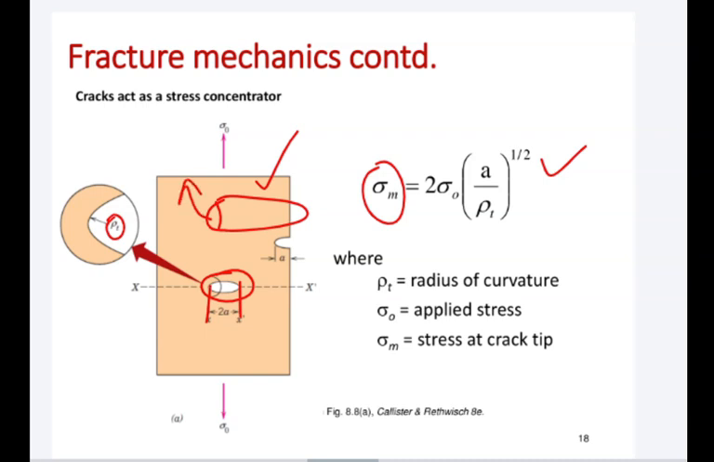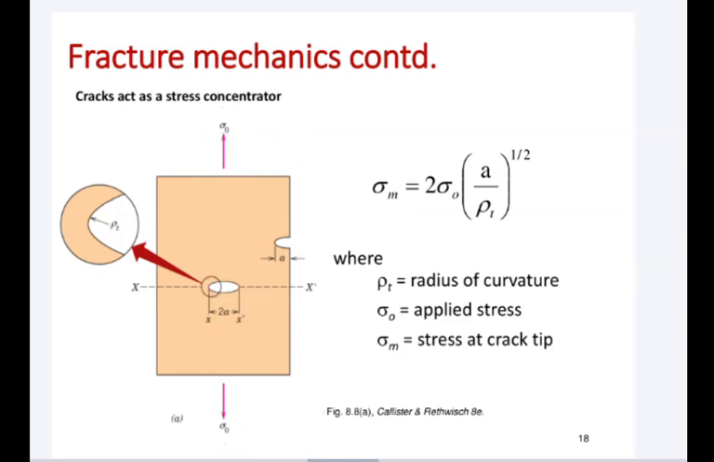And we have the applied stresses. Whatever stress we are applying to the material from here and from here, these are the applied stresses. Now what is the length of the crack? You see here the length of the crack is 2a, from x to x dash. So the maximum stress is equal to 2 sigma naught times (a divided by rho t) whole raised to the power 1 over 2. So this formula we will use to find the maximum stress.